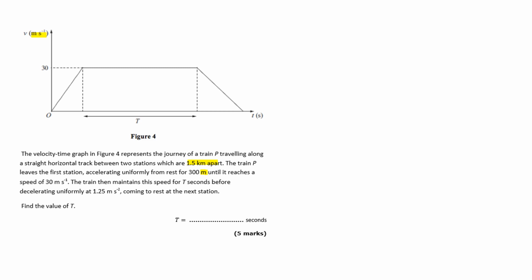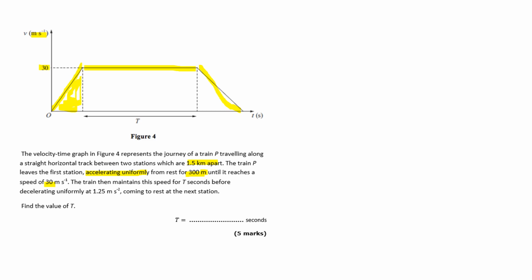Now we're travelling and accelerating uniformly for the first section until we reach that constant speed. Then the train is travelling at a constant speed before it decelerates back down to the next station. So we're told that it's accelerating uniformly for the first 300 metres until it reaches that speed. So the area of this triangle here is going to be 300.